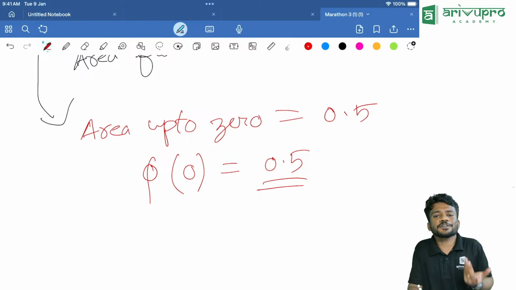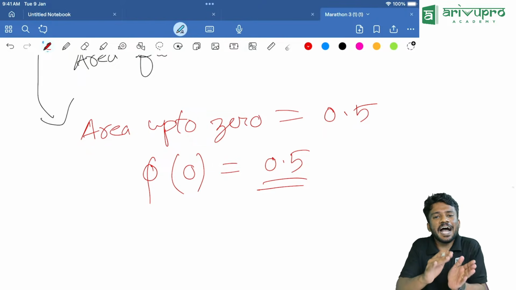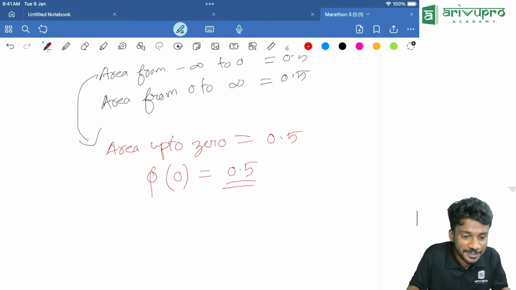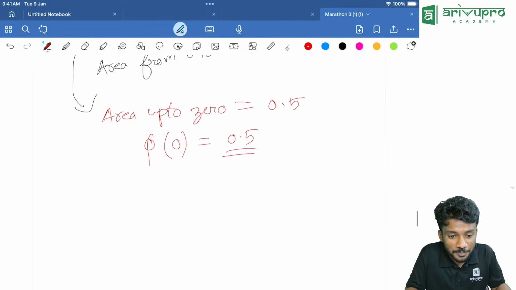0.5. Phi of 0 is how much? 0.5. Area up to 0 is how much? 0.5. Yes.